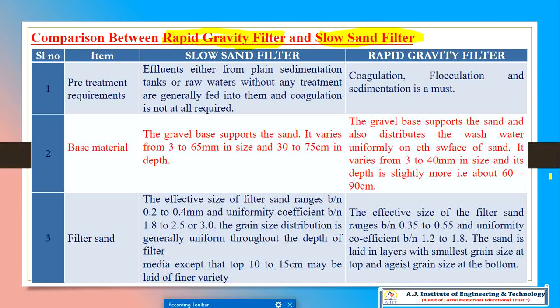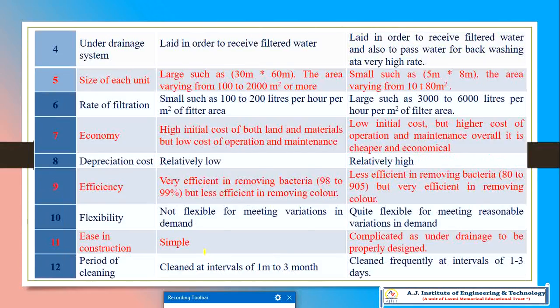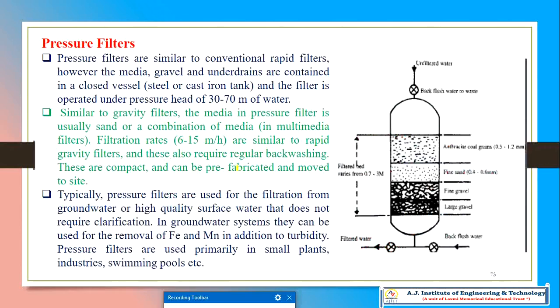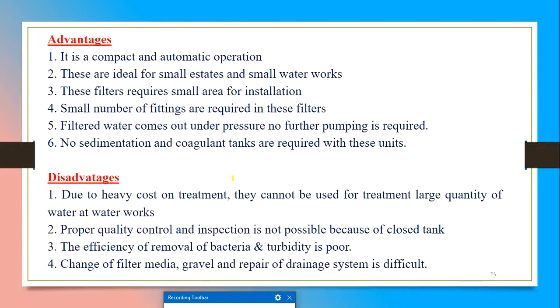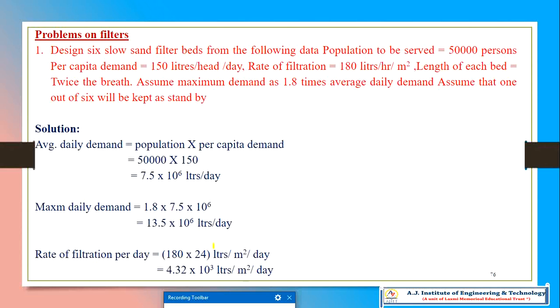The comparison will continue in the next part. Around 12 criteria are there. Then the pressure sand filter, its construction, advantages and disadvantages will be in the next video. Thank you.